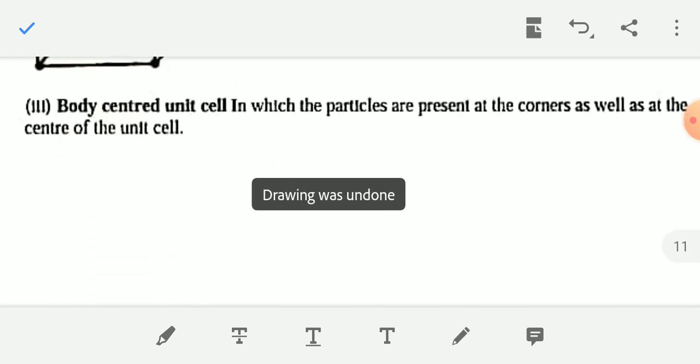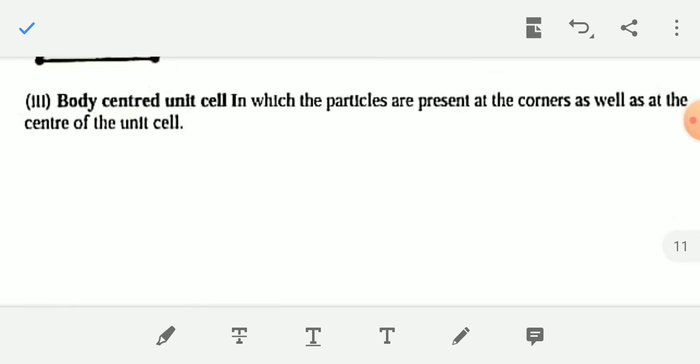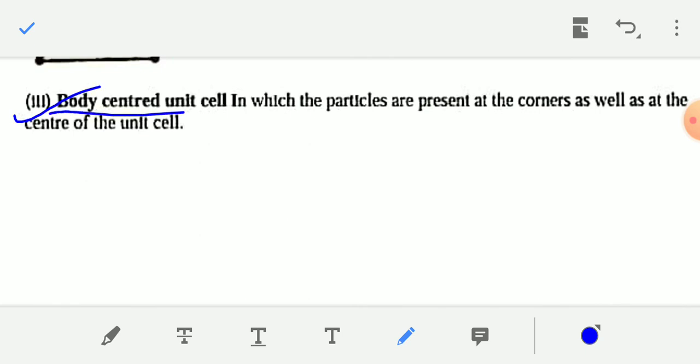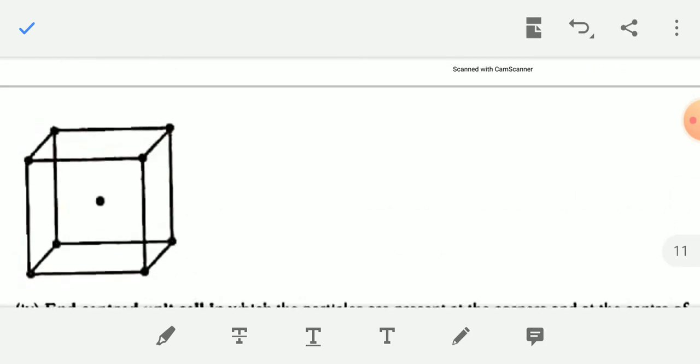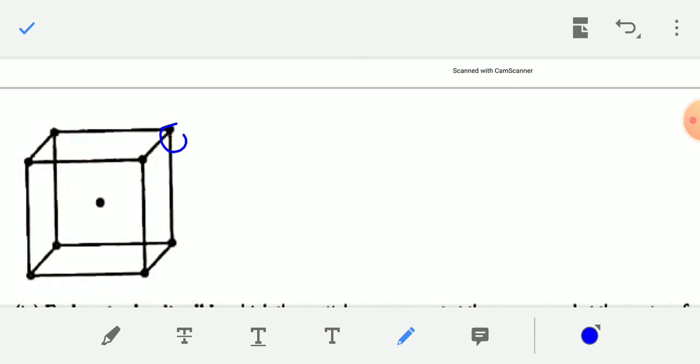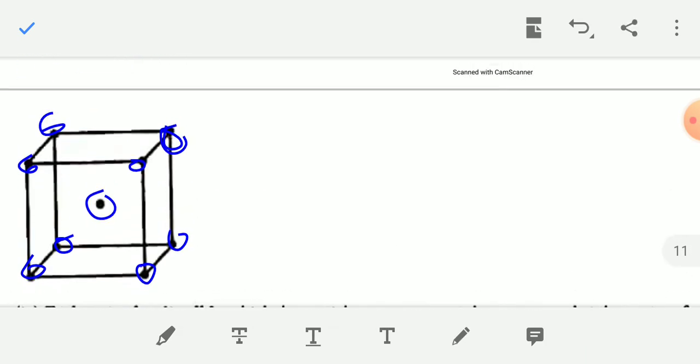And now body centered unit cell. In body centered unit cell, the particles are present at the corner as well as at the center of the unit cell, at the body center of the unit cell. That is 8 particles at 8 corners or 8 vertices, and 1 particle at the body center of the unit cell, okay. So this is body centered unit cell.